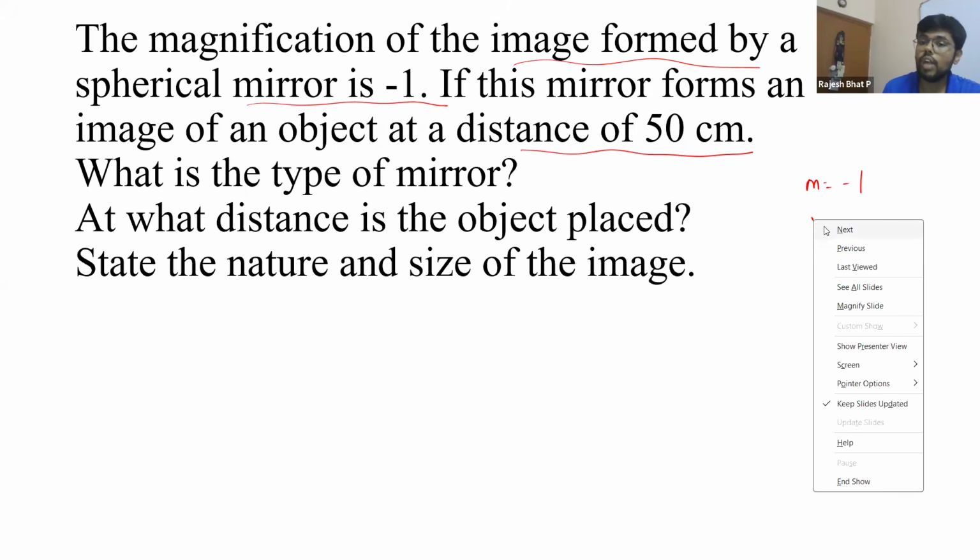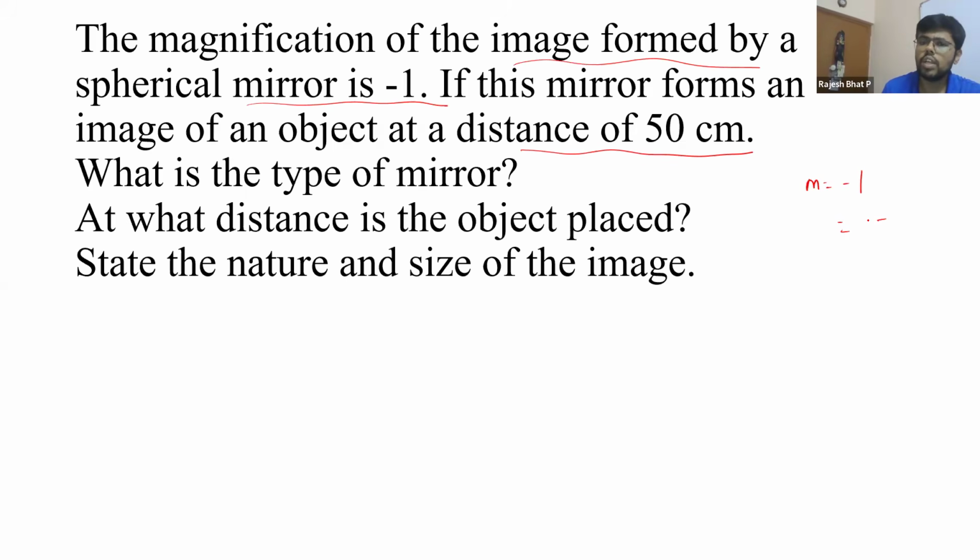So V is 50. We don't know whether it is plus or negative, we will see that. What type of mirror is it? At what distance is the object placed? State the nature and the size. So this is for such problems.